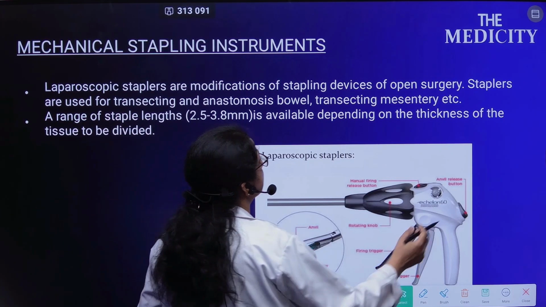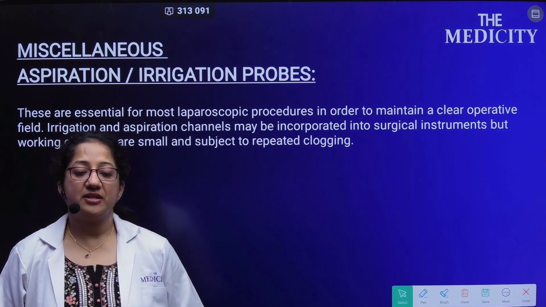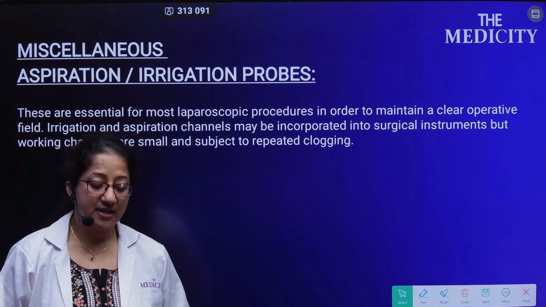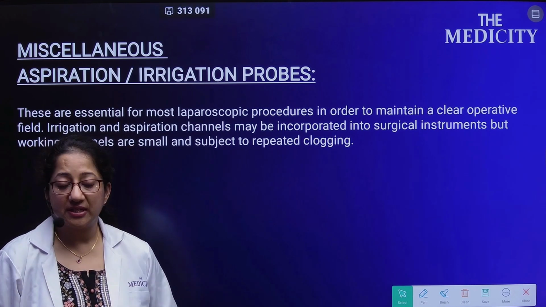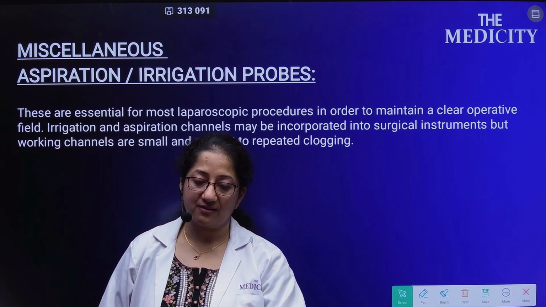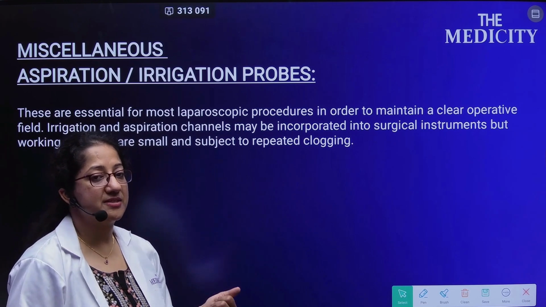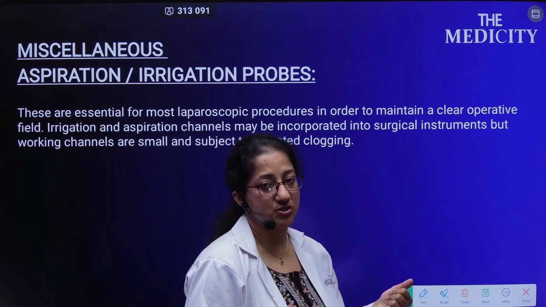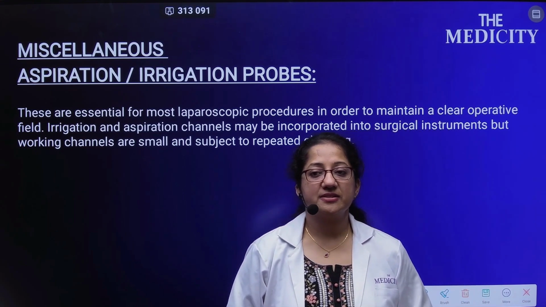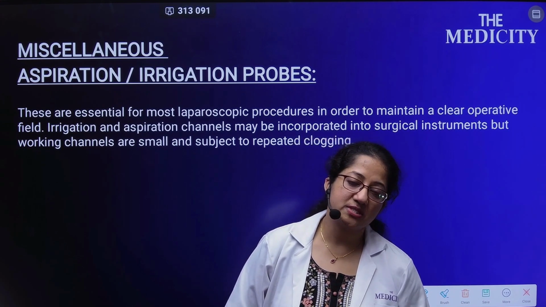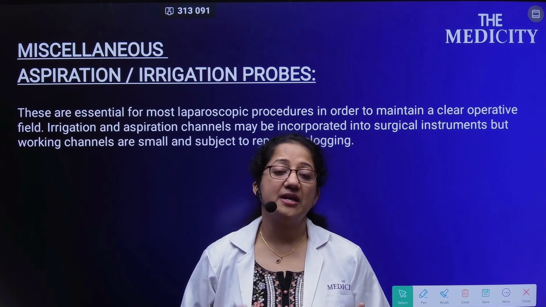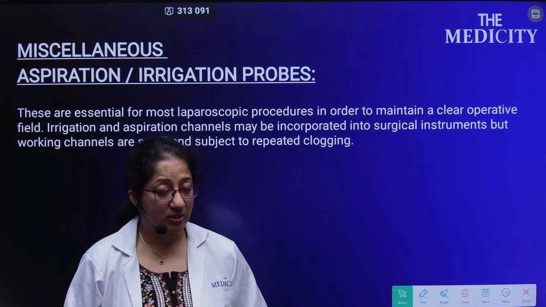Aspiration and irrigation probes, very important. We should have a suction and irrigation system in the surgery. Whenever there's bleeding or any fluid collection, we need to suck it out. Plus, we need to put some fluid and check for bleeding. So these are essential procedures for laparoscopic surgery in order to maintain a clear field. Irrigation and aspiration channels can be incorporated into surgical instruments, but working channels are small and subject to repeated clogging, especially when we are dealing with a dermoid cyst.